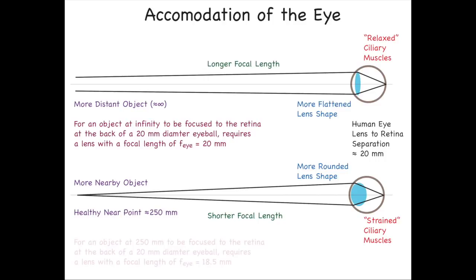Now let's consider the case of viewing more nearby objects. For a normal healthy eye for a young person, the healthy near point is about 250 millimeters, and that's about as close as you can get and still really sharply focus. If we place an object at this near point at 250 millimeters in front of the eye, for that object to be focused to the retina at the back of a 20 millimeter diameter eye requires a lens with a focal length of 18.5 millimeters. And you can figure this out by taking 1 over p, 250 millimeters, plus 1 over q, 20 millimeters, is equal to 1 over f. And you get 18.5 millimeters for the focal length of the eye when viewing an object at 250 millimeters away.